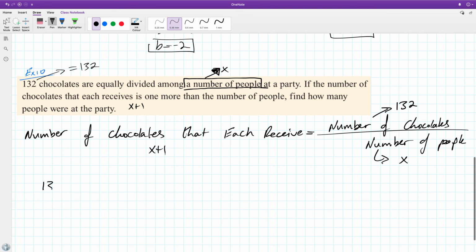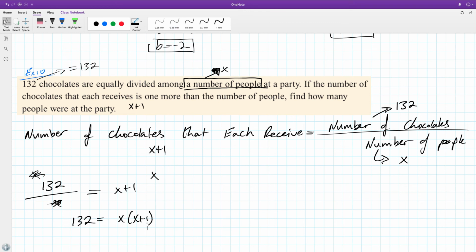So we know 132 divided by x is going to be equal to x plus 1. What am I going to do? Multiply across by x to get it off the bottom. 132 is equal to x times x plus 1. Off you go, give me the answer.